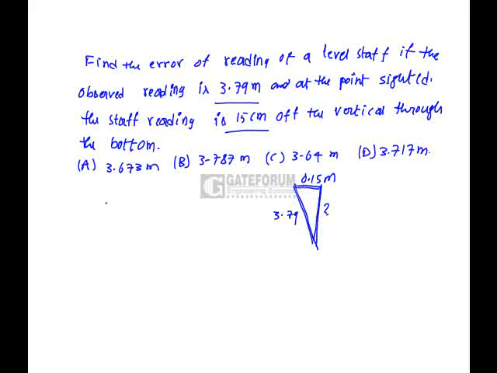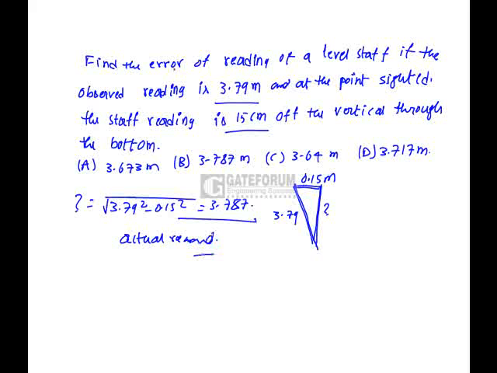So we will get it as 3.79 square minus 0.15 square, that is equal to 3.787. This is the actual reading. So the question has to be, find the actual reading. It is not error. Error is going to be the difference in these two readings divided by the actual reading. So the actual reading is going to be 3.787 meters. So option B is correct.